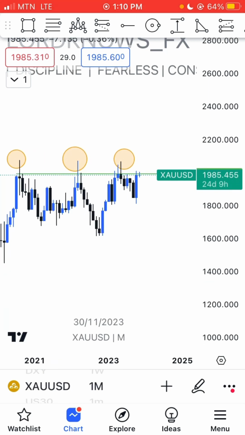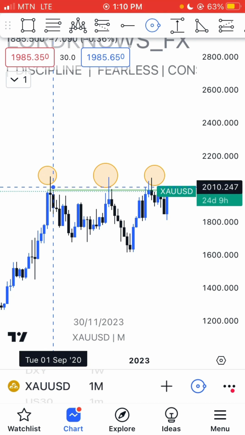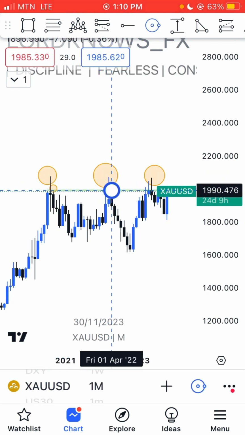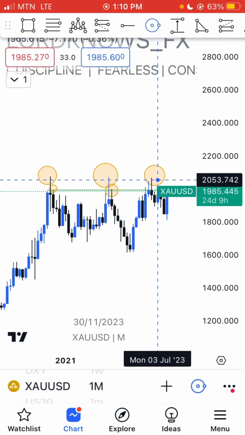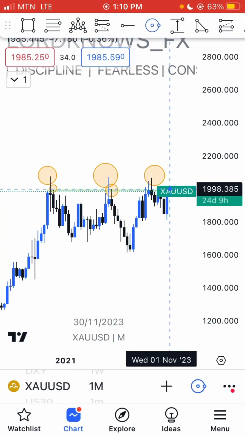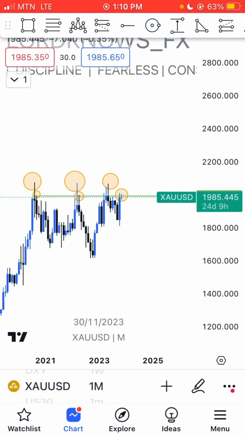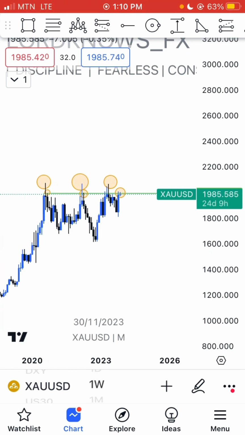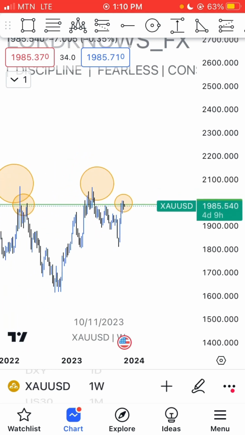I can also say that there is an inner triple. You see something like this. I don't know if you are seeing, but let me mark them. When I'm done marking them, maybe you see what I'm talking about. Something like this, and this. Now you're waiting for the third touch here. This is all happening on the monthly time frame. Now I'm narrowing down to the weekly time frame. This is the weekly time frame, guys.